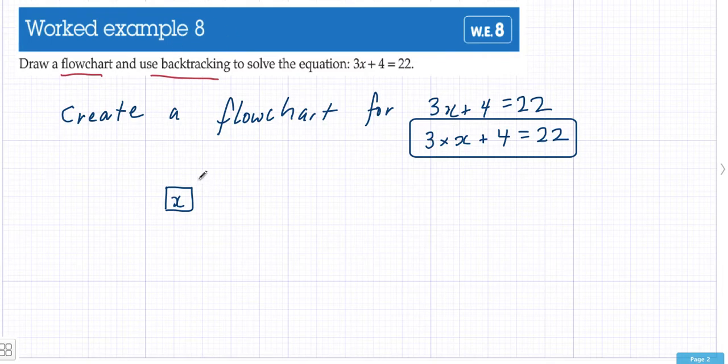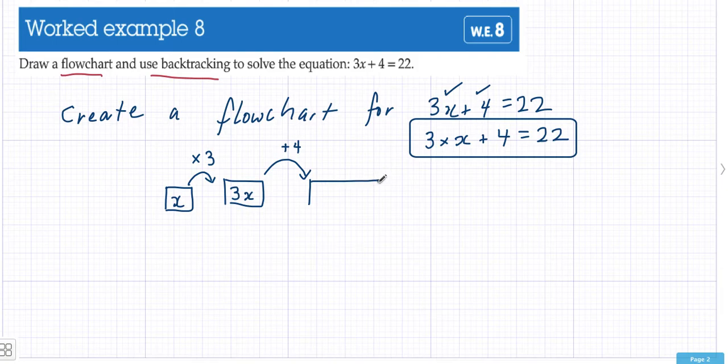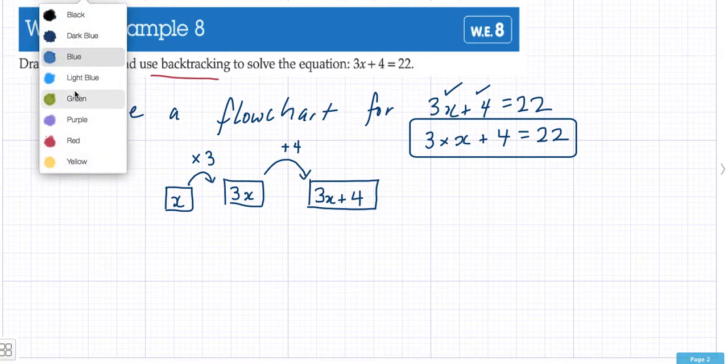So first thing that's happening to x, it's multiplying by 3. That gives us 3 lots of x, or 3x. That gives us this part. The next thing that's happening is this part, plus 4. So that gives us the whole left side of the equation, 3x plus 4 on the left.